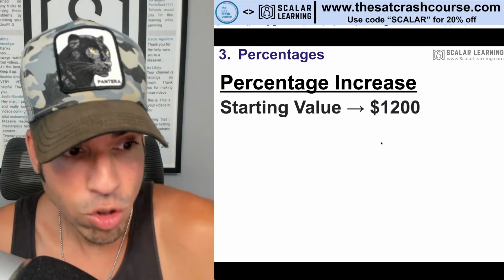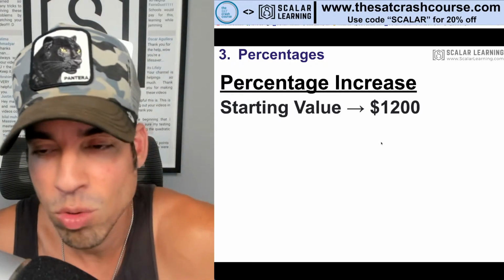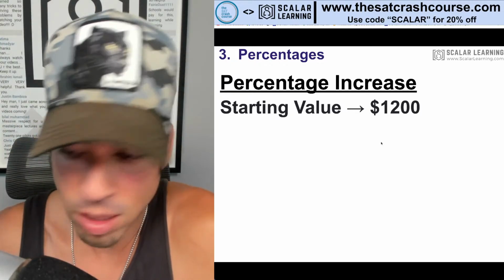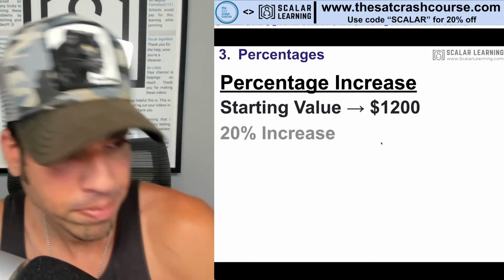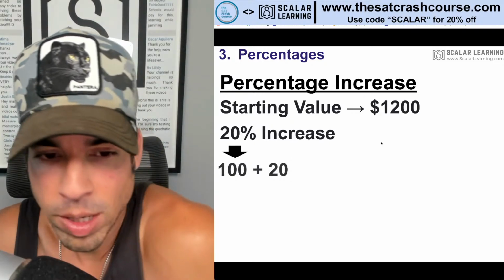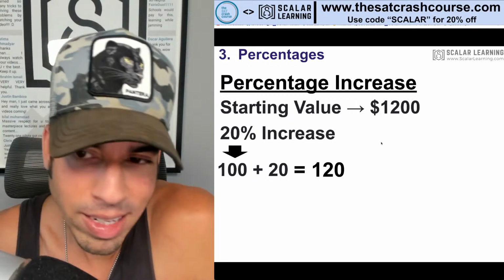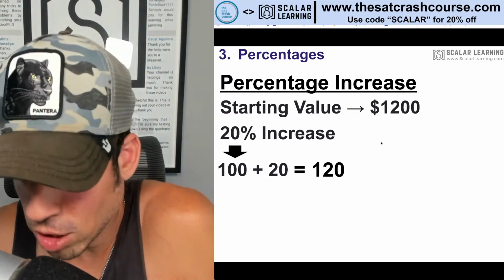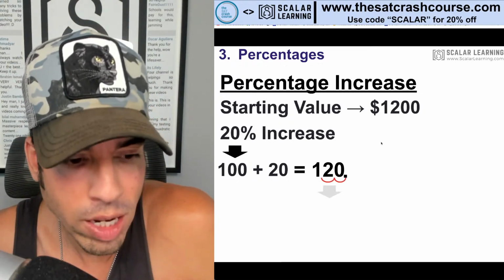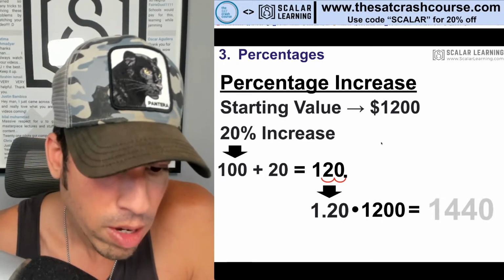Okay, percent increase. This is very important, guys. I see them testing on this again on some of these newer digital SATs, the distinction between 30% of versus a 30% increase. So say it's a 20% increase. We're not taking just 20% of 1,200, we're taking 20%, adding it on to the original value, aka taking 120% of 1,200. So to do that, convert it to the decimal equivalent, 1.2. Then we just straight up multiply against 1,200, and we get 1,440.